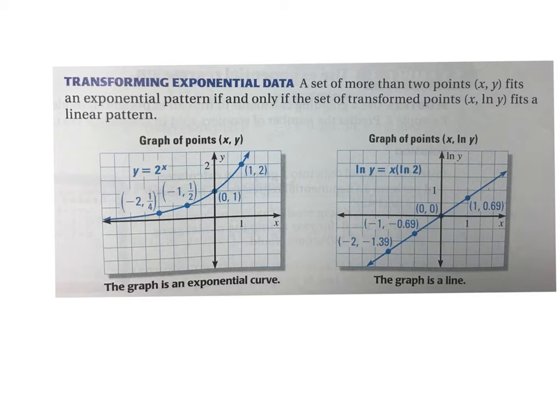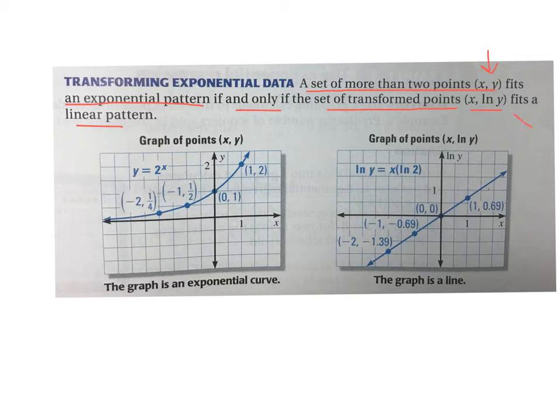All right, transforming exponential data. I'm going to go real slow on this one, so just read through with me. A set of more than 2 points (x, y) fits an exponential pattern if, and only if, the set of transformed points (x, natural log y) fits a linear pattern. Okay, that's a mouthful. Basically, they're going to give me a whole list of ordered pairs in x, y form.